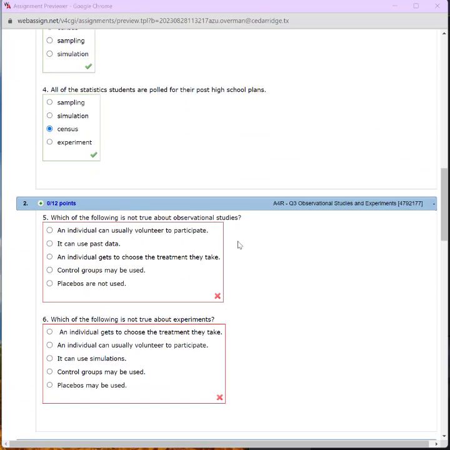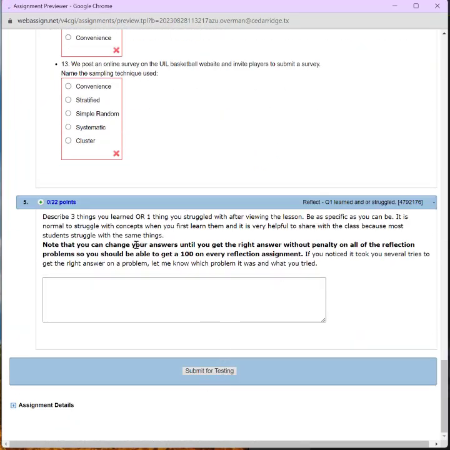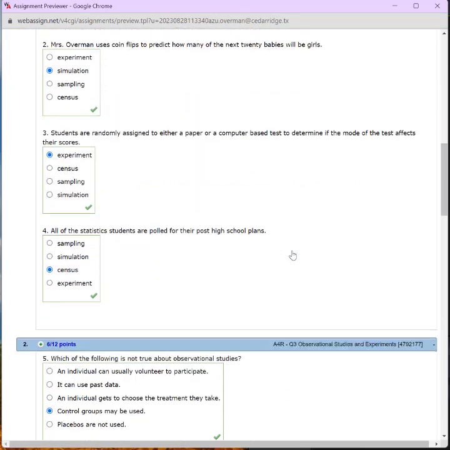On to question 2. Which of the following is not true about observational studies? An individual can usually volunteer to participate. That's true. It can use past data. That is true. An individual gets to choose the treatment they take. That's true. Control groups, we don't usually use control groups because it's very hard to compare. So control groups usually aren't used because we're not making them do that. And placebos technically don't tend to be used. So I'll go ahead and submit that one because that one's a little bit of a harder question. And there we go, we got it.